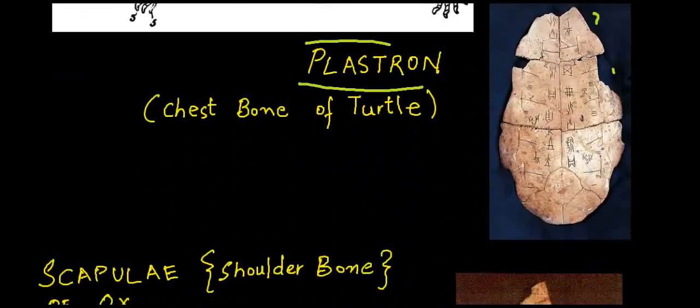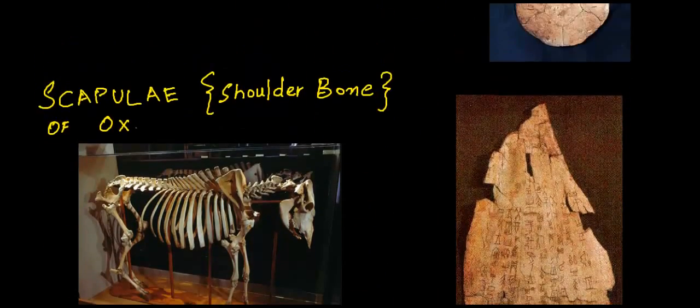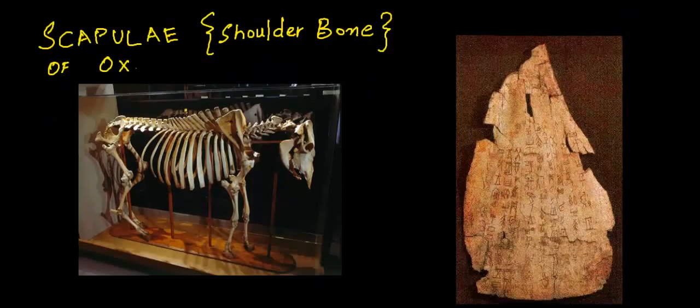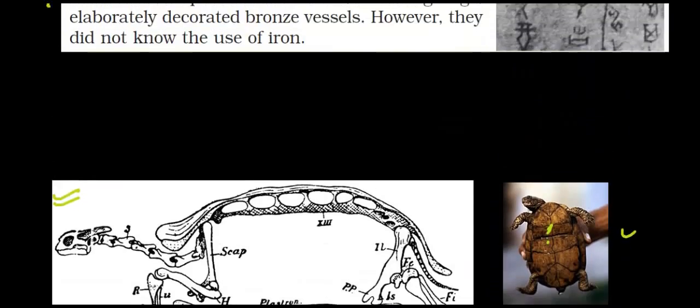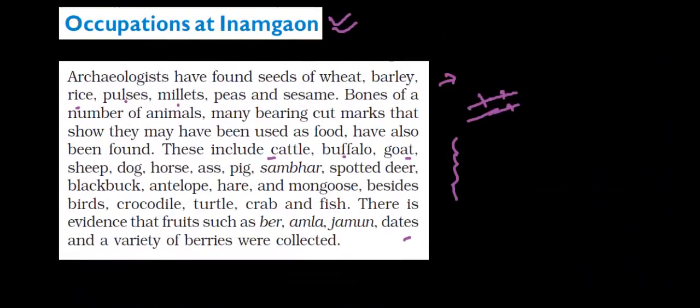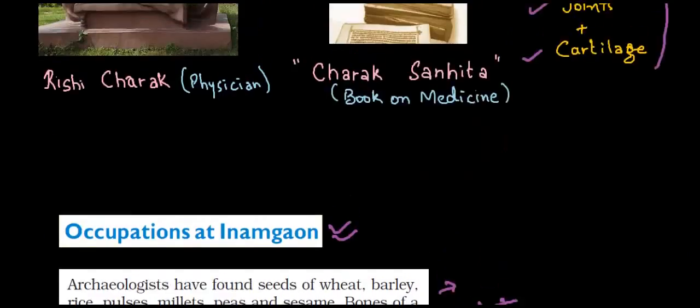Well, and then there was another animal, the ox, and they used to take the shoulder bone of the ox, called the scapula, that's this part of the ox, and similar things were done on those bones, and then the fortune tellers used to do their own tricks. Well, these are the things that historians and archaeologists have found, and they actually help us in knowing the history.